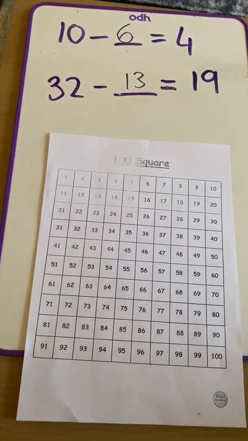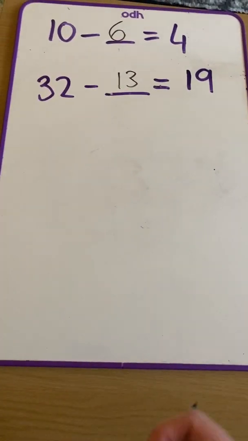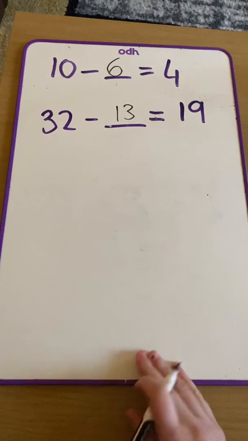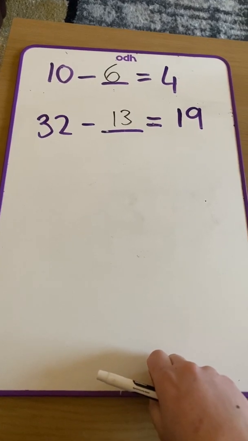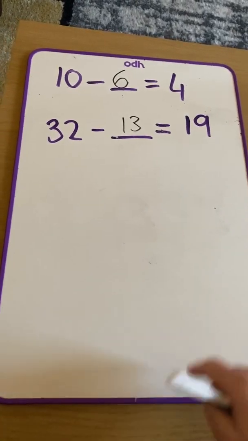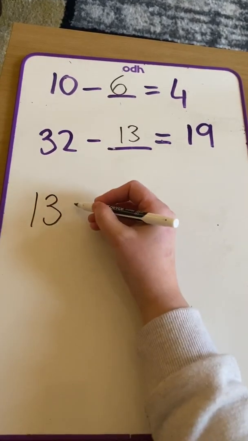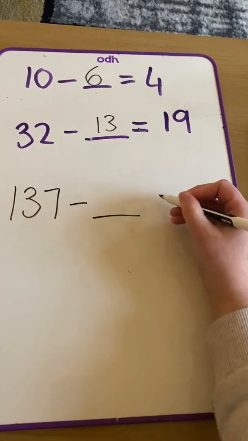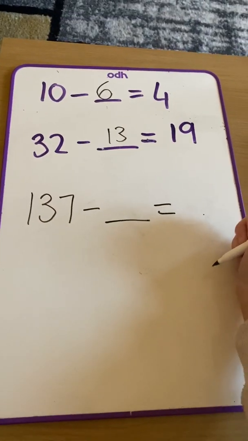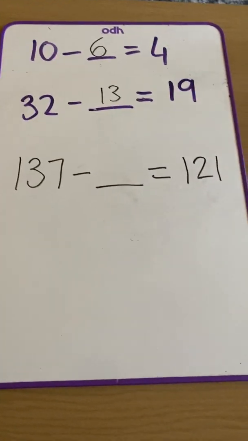Now, if you're feeling really confident with that, let's try again with our empty number lines. Now this means you can work with numbers that are bigger than our 100 square. It means you can work with numbers in the hundreds. So I'm going to give you quite a big sum here. We're going to start with 137. Take away something equals 121. There we go. There's our sum.